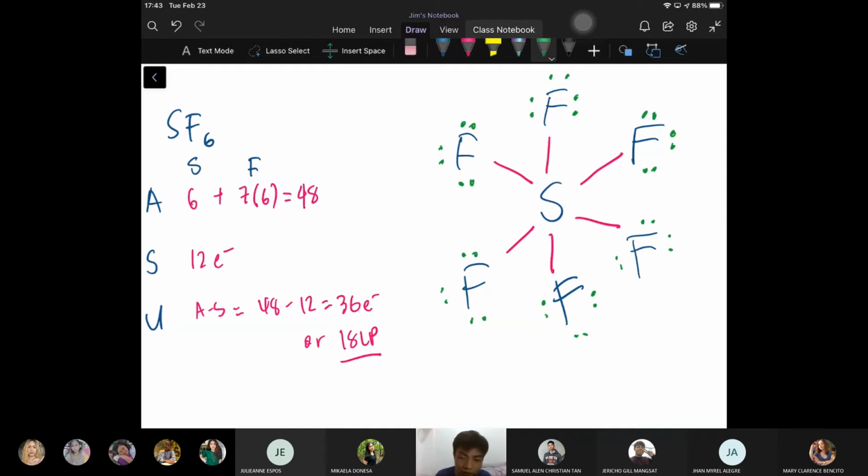octet rule. Ano yung hindi sumunod sa octet rule dito? Yung central atom. Kasi 12 electrons meron siya sa paligid niya. But it doesn't matter. Kasi violation nga siya ng octet rule eh. Okay na yan. Tanggapin nyo na lang siya. So this is the structure for SF6.